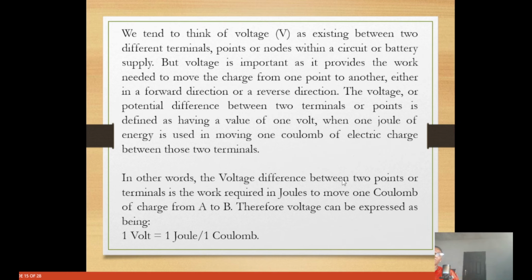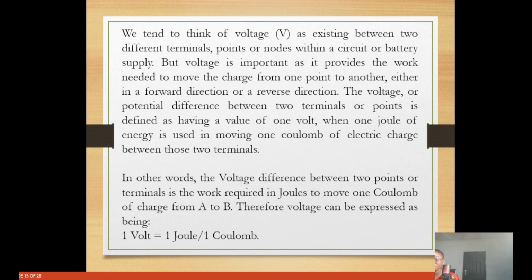So what is this telling us? It's telling us that our volt is the energy we need to move a charge from one point to another. So the volt is 1 joule divided by 1 coulomb. That is energy divided by charge. In other words, the voltage difference between 2 points or terminals is the work required in joules to move 1 coulomb of charge from A to B. A charge is at point A and we want it to go to point B.